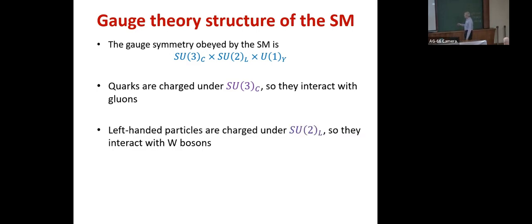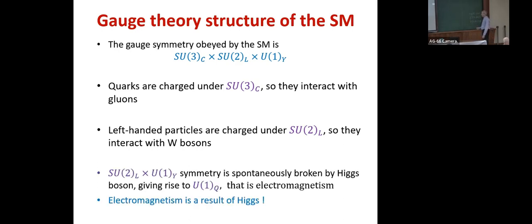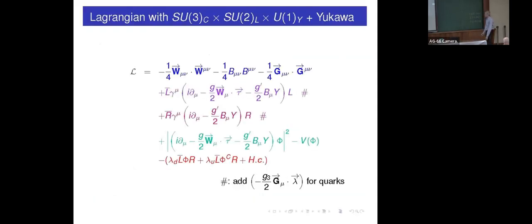Left-handed particles are charged under SU(2)L, so they interact with the W. Right-handed, or right chiral, particles are not charged under SU(2)L, so they don't interact with the W. Now this SU(2) × U(1) is spontaneously broken by the Higgs boson, giving rise to electromagnetism, which you call U(1)_Q. So in some sense, even electromagnetism is a result of the Higgs, and we will see in the next 10 minutes how that happens.